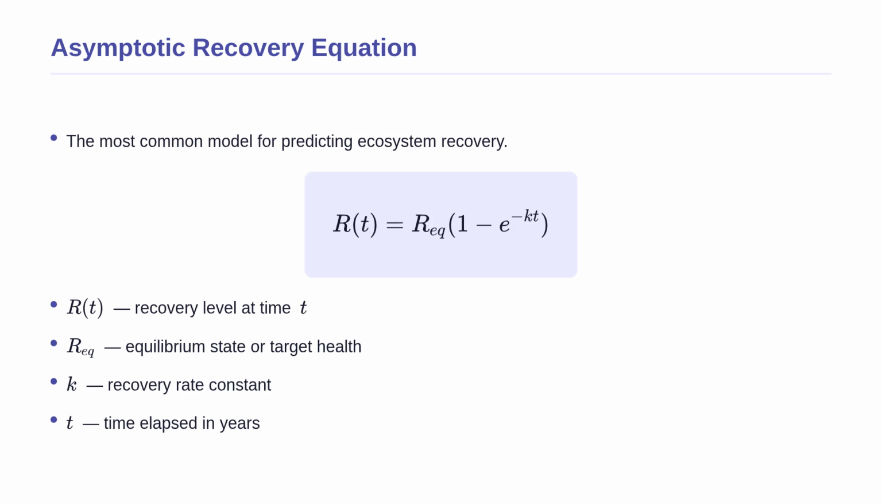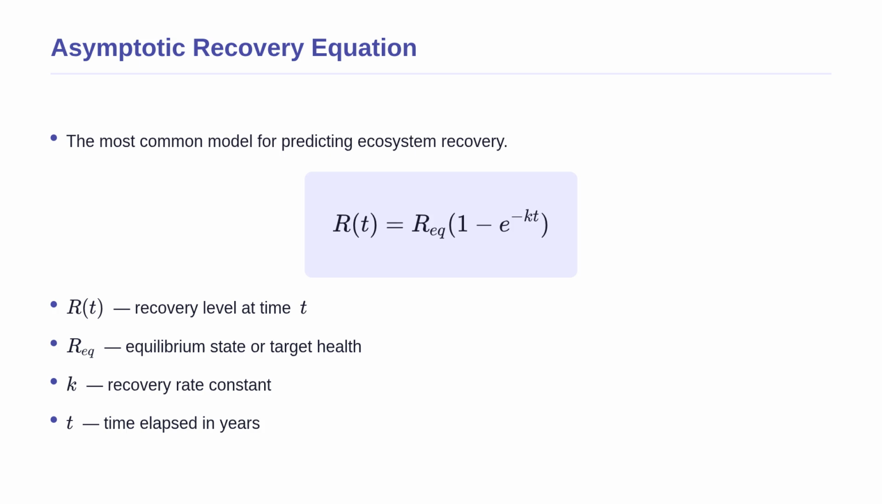R of t represents the recovery level of the ecosystem at any given time t. R_eq stands for the equilibrium state, which is our ultimate target health. The constant e is the base of the natural logarithm. The variable k is the recovery rate constant.